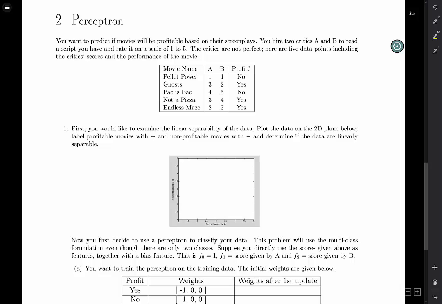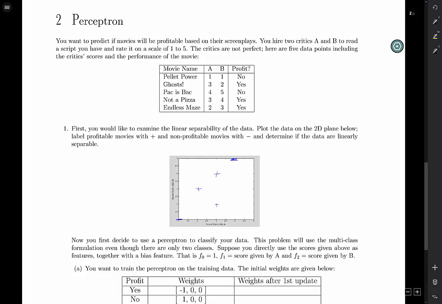So first we have, this starts at 1. So we're going to plot Pellet Power, 1 comma 1, and that's a minus. And then we plot Ghost, which is 3 comma 2, and that's a plus. Then we plot 4 comma 5, Pac is Back, which is a no. It's a minus. And then 3 comma 4 is a yes. And then 2 comma 3 is a yes.